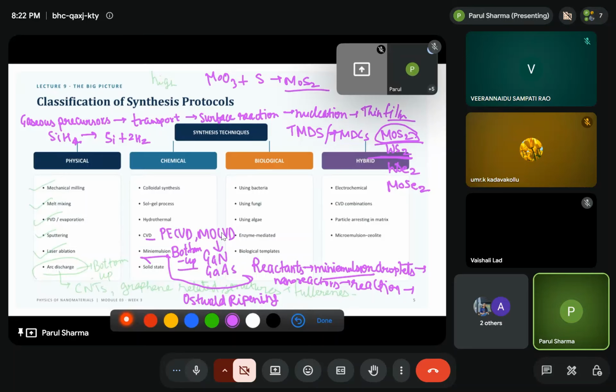Then we can see that there will be a formation of nanoparticles. So if the droplets are small, small nanoreactors, limited reaction volume, and smaller particles will form. If the droplets are larger, so large nanoreactors, potentially larger particles. So, like this, based on the size of the nanoreactors, we can control the particle size. So, droplet size is an important parameter which will control the nanoparticle size.